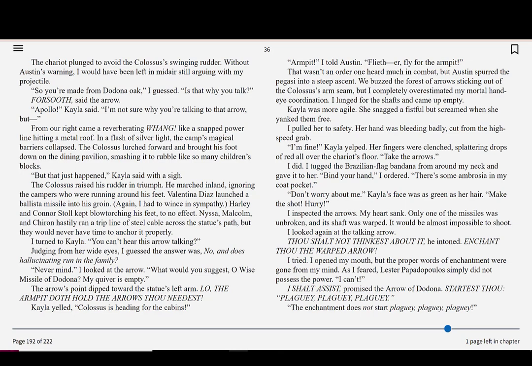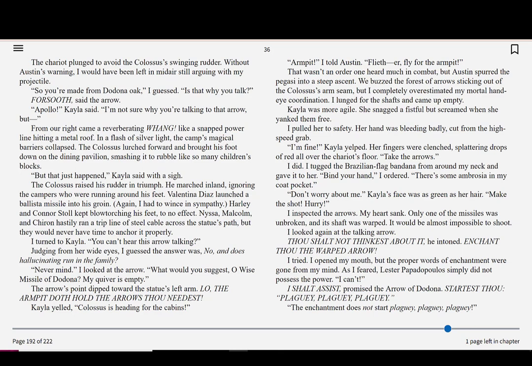Kayla was more agile. She snagged a fistful, but screamed when she yanked them free. I pulled her to safety. Her hand was bleeding badly, cut from the high-speed grab. "I'm fine," Kayla yelped. Her fingers were clenched, splattering drops of red all over the chariot's floor. "Take the arrows." I did. I tugged the Brazilian flag bandana from around my neck and gave it to her. "Bind your hand," I told her. "There's some ambrosia in the coat pocket." "Don't worry about me." Kayla's face was as green as her hair. "Make the shot. Hurry." I inspected the arrows.